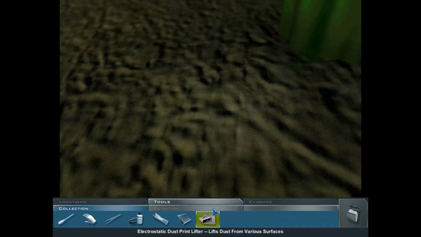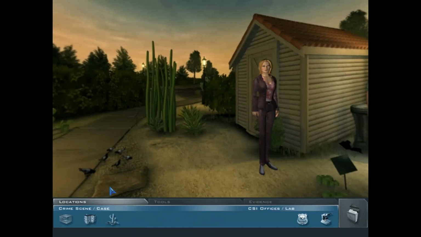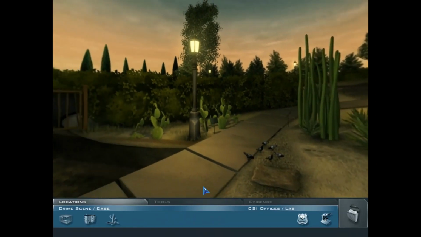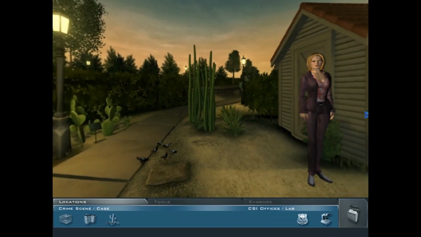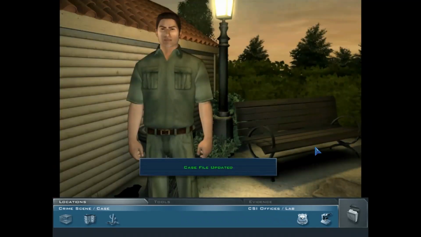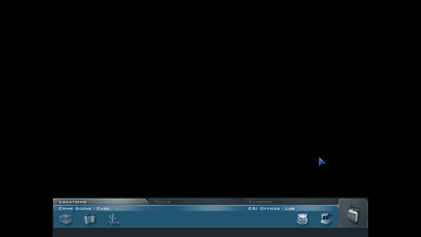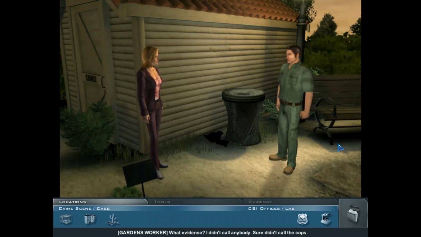We can't use that here. What evidence? I didn't call anybody. I sure didn't call the cops. A call wasn't placed from here to our crime lab less than a half an hour ago. Lady, our staff went home after you people wrapped up that other investigation. I'm the only one still working. You're looking at the only nightcrawler left in this garden.